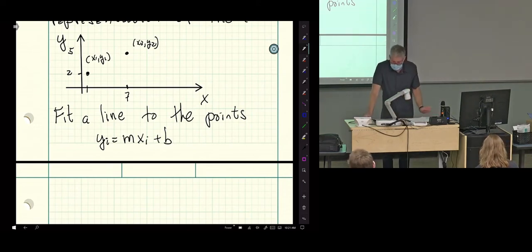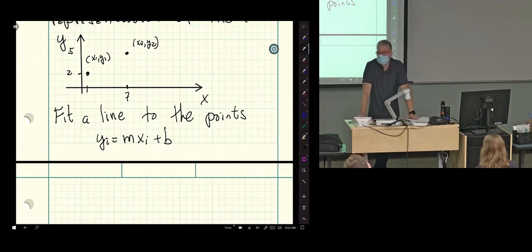Okay, now what are the unknowns in this problem? You gotta speak up. Yeah, the unknowns are m, which is the slope, and b, the y-intercept. Okay, it's not x, it's not y. I gave you the values of x and y, okay?